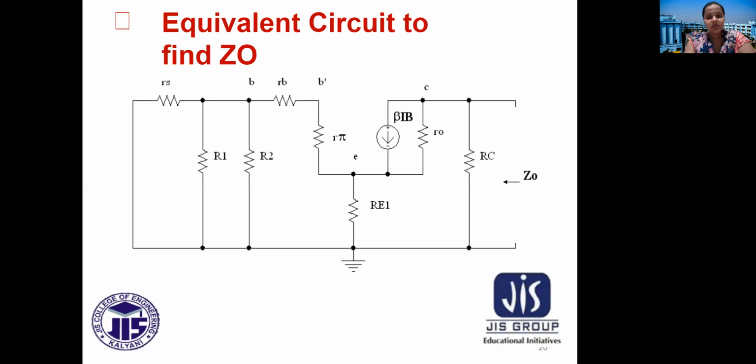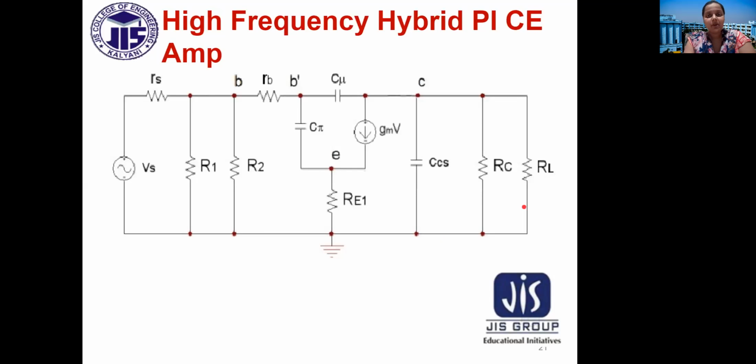Equivalent circuit to find Z0. See, this is similar to what you have also found in your circuit theory: Thevenin's equivalent impedance, Thevenin's equivalent resistance, Norton's equivalent resistance. This is similar, and just removing load resistance, we can find Z0. High frequency hybrid pi CE amplifier, common emitter amplifier.